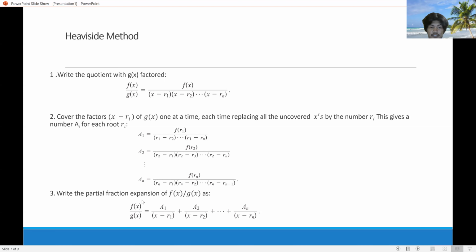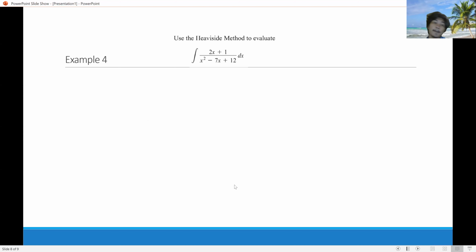Write the partial fraction expansion of f(x) over g(x) as a1 over x minus r1, plus a2 over x minus r2, until an over x minus rn. So, example number 2: we use the Heaviside method to evaluate the integral of (2x plus 1) over (x squared minus 7x plus 12) dx.